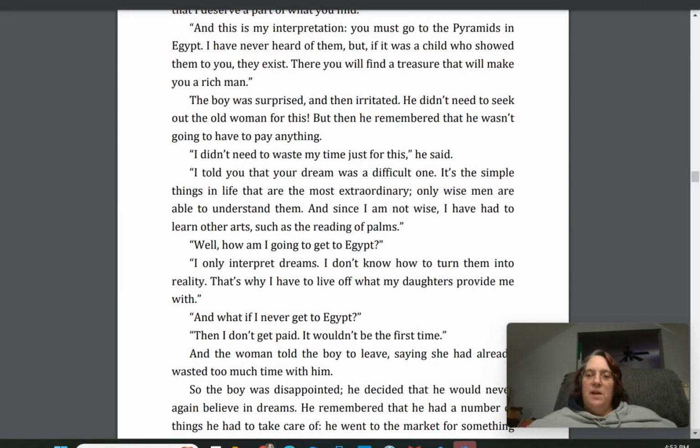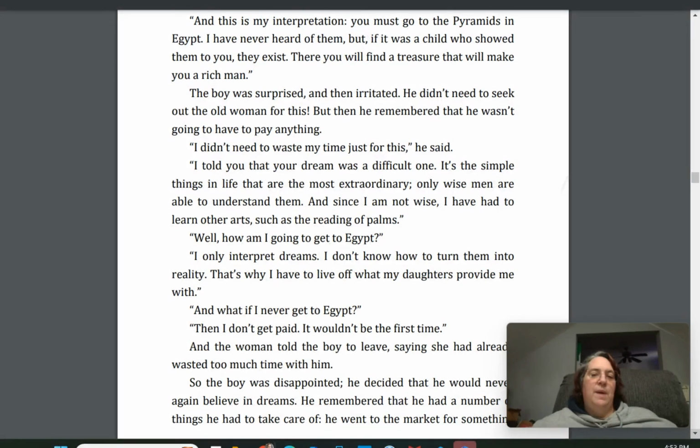"You must go to the pyramids in Egypt. I've never heard of them. But if it was a child who showed them to you, they exist. There you will find a treasure that will make you a rich man." The boy was surprised and then irritated. He didn't need to seek out the old woman for this. But then he remembered that he wasn't going to have to pay anything.